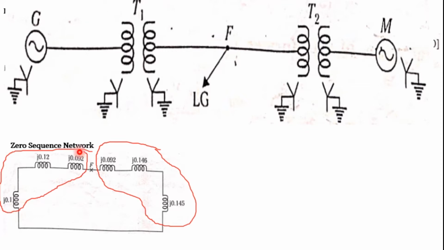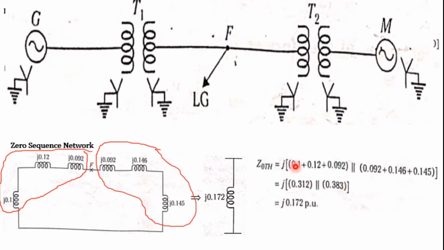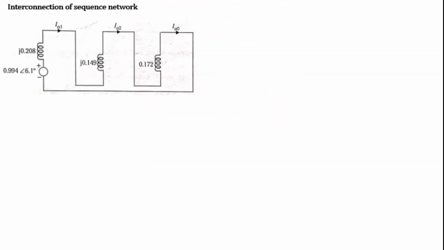So consider this: this is a series and this is a series, connected together in parallel at the fault point. So we'll get the final expression, that is 0.172. This is series and then parallel. So what kind of fault is it? Actually, it is a single line to ground fault. For the interconnection of sequence networks for a single line to ground fault, everything should be connected in series: this is positive, this is negative, and this is zero.